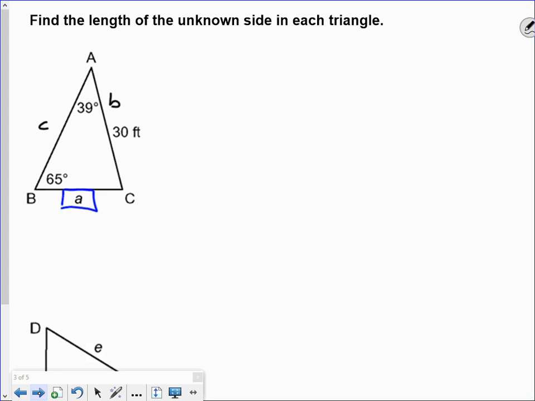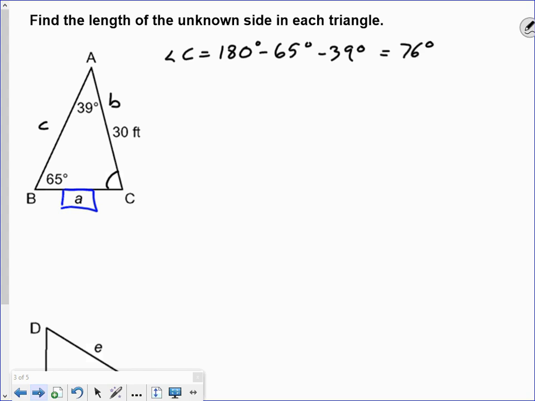They give us two of the angles in our triangle, and we don't know what angle C is. We could right away figure out what angle C is. Angle C is just going to be 180 minus 65 degrees minus 39 degrees. Doing that subtraction, we end up with 76 degrees.